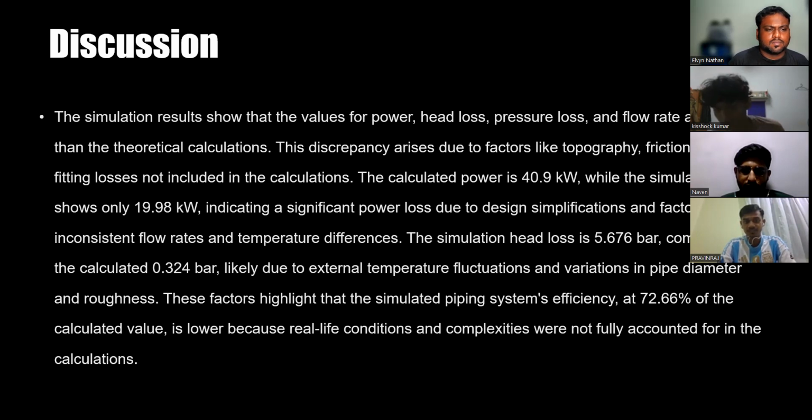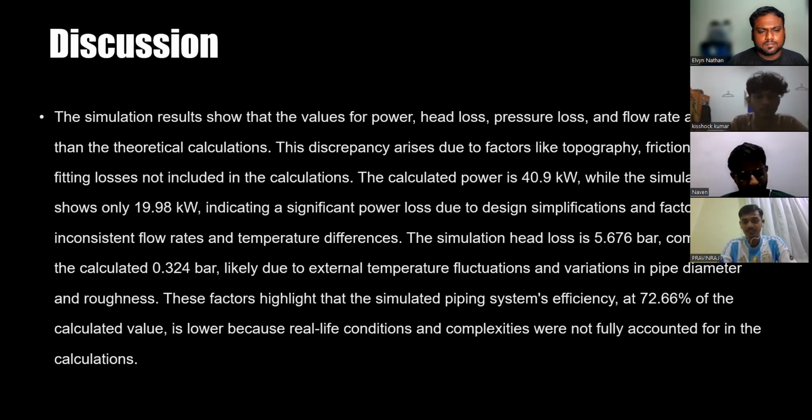For the discussion, the simulation results show that the values for power, head loss, pressure loss, and flow rate are lower than the theoretical calculations. This discrepancy arises due to factors like topography, friction, and pipe fitting losses, which were not included in the calculations. The calculated power is 40.9 kilowatts, while the simulation shows only 19.98 kilowatts, indicating a significant power loss due to design simplifications and factors like inconsistent flow rates and temperature differences.